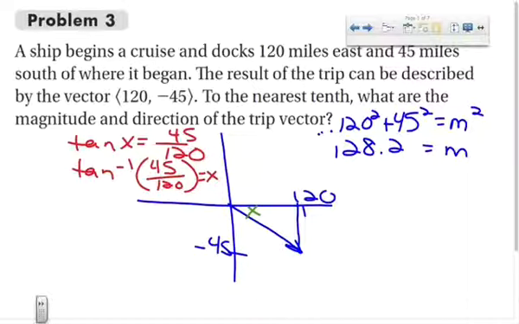Not bad. I have 28.6. Someone ran the numbers and got the same thing? Fantastic. Okay, so the direction is 28.6 degrees what? South. Thank you. Did I mention it was Friday? 28.6 degrees south of east.